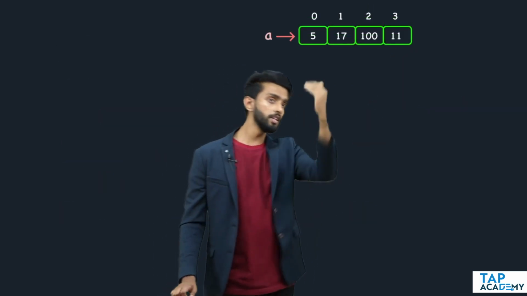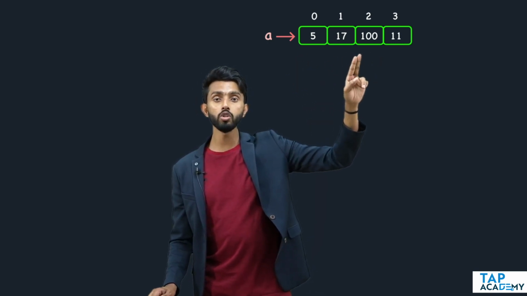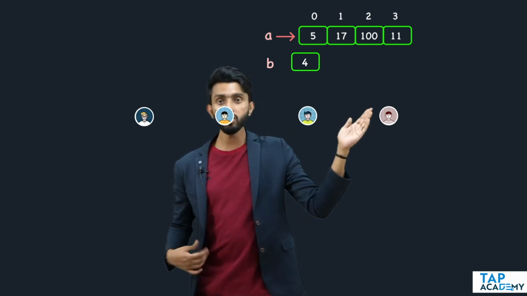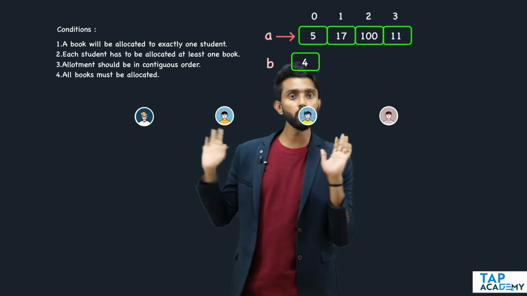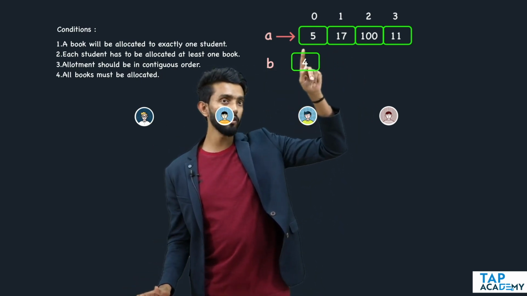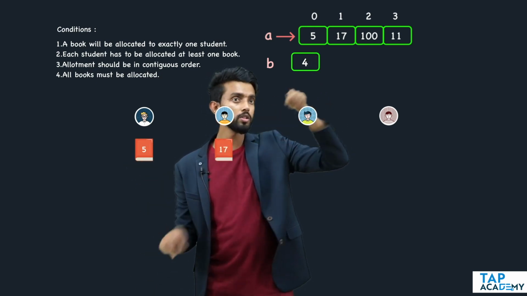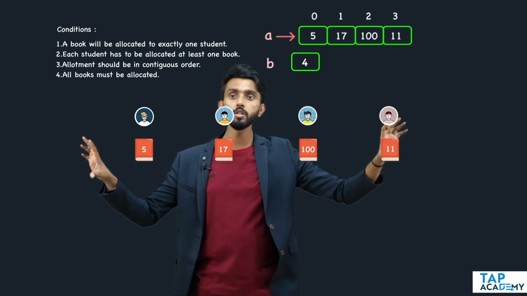For example, this is another example where you can clearly see that it's not sorted. The array is not sorted. B value is 4, so I have 4 students. Now amongst 4 students, based on those conditions, every student must have at least 1 book and I should allocate it in a contiguous manner, which means if I allocate 5, then there are 3 more students. So 17 has to be allocated to the next student, 100 to the next student, 11 to the next student. So each person gets 1 book.